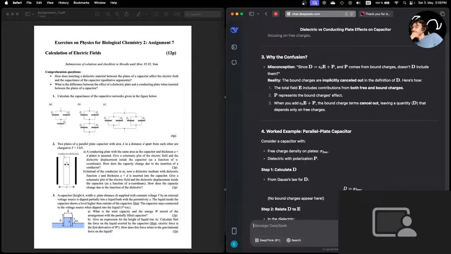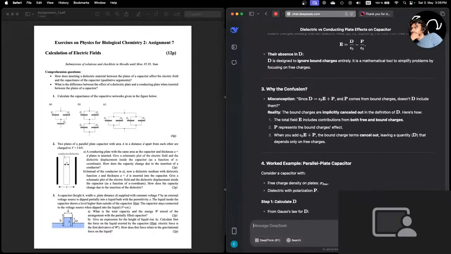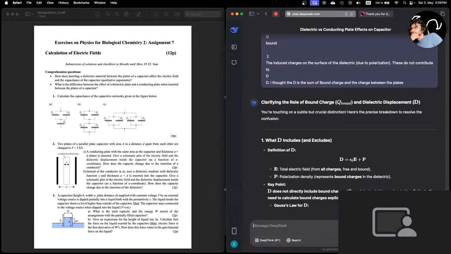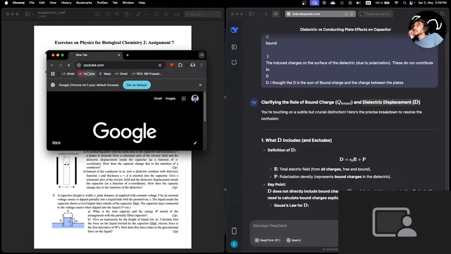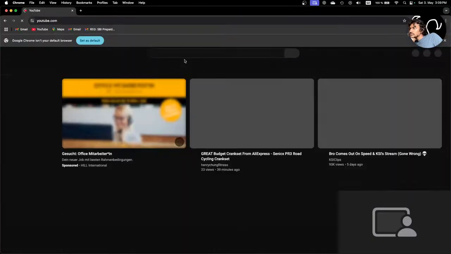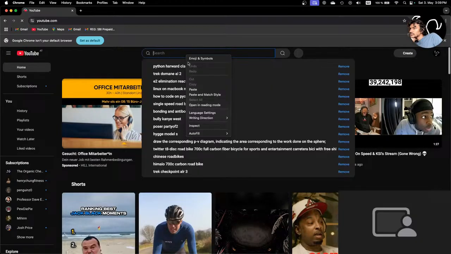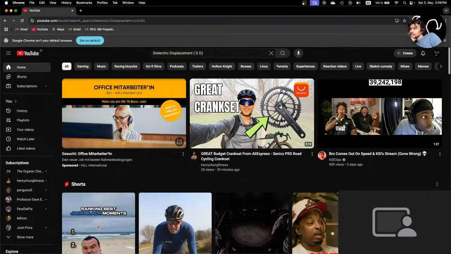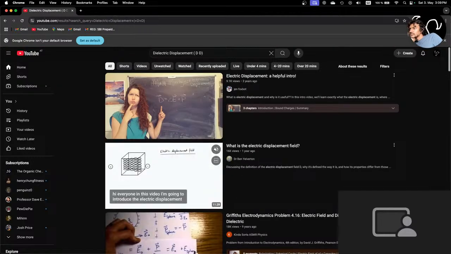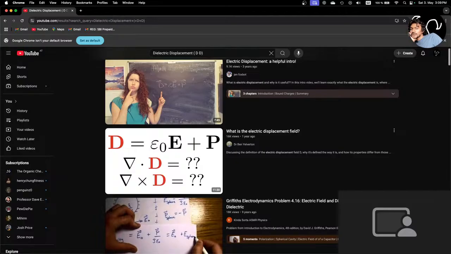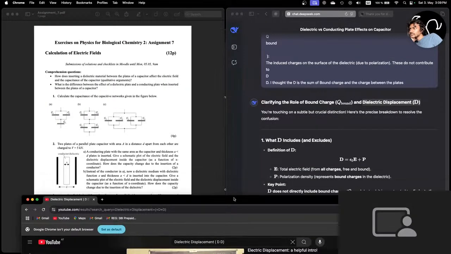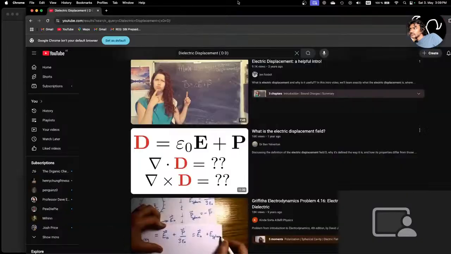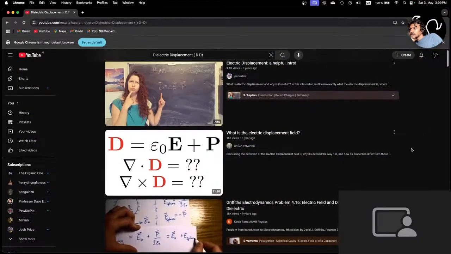Worked examples. I might need to refer to YouTube for the dielectric displacement because that thing is pretty confusing. It's the electric displacement field, right? No, I need the dielectric.